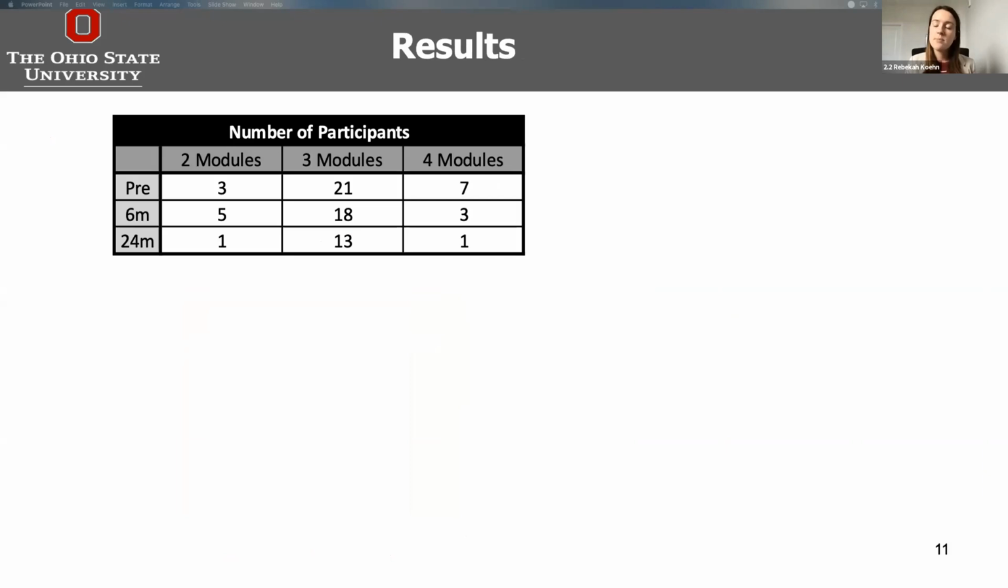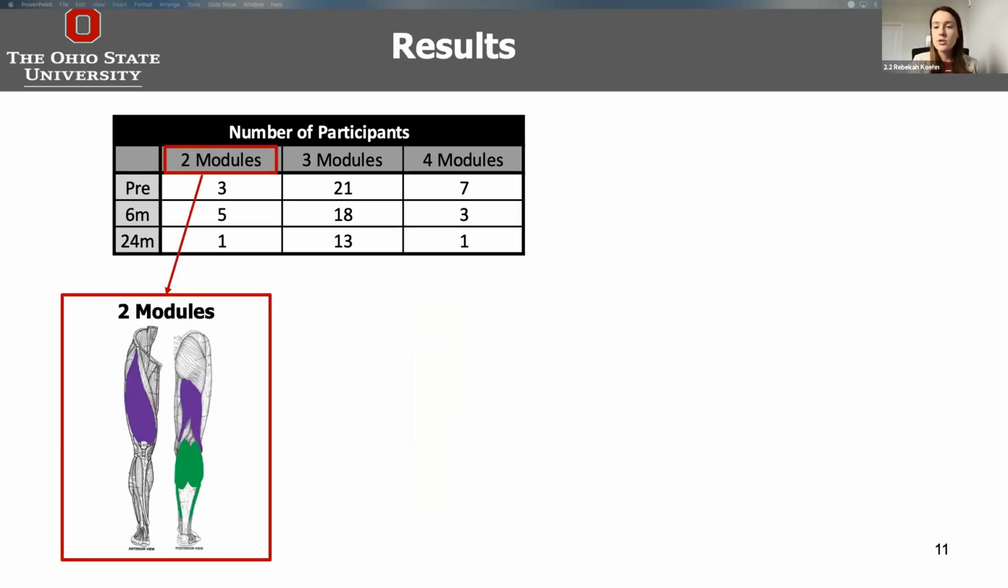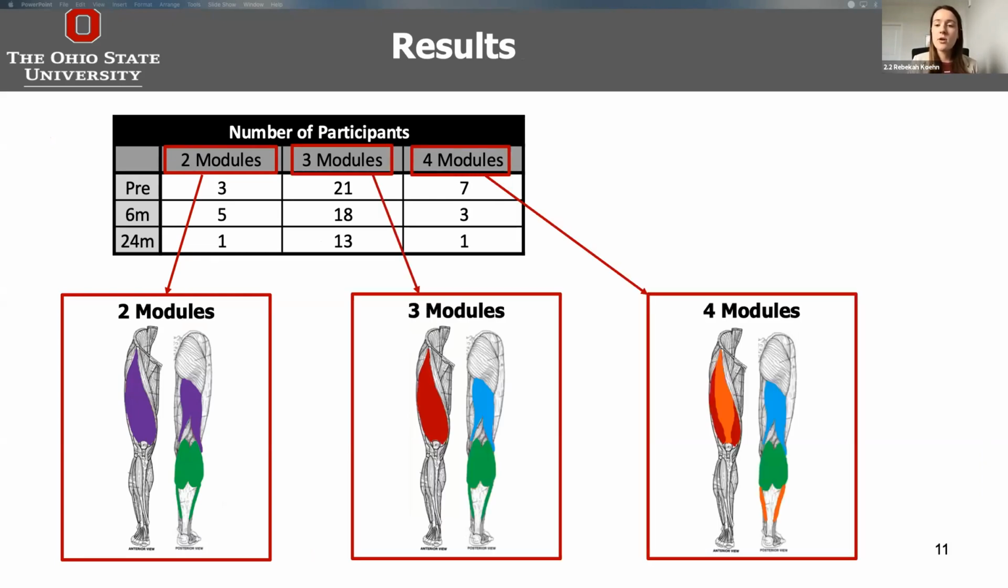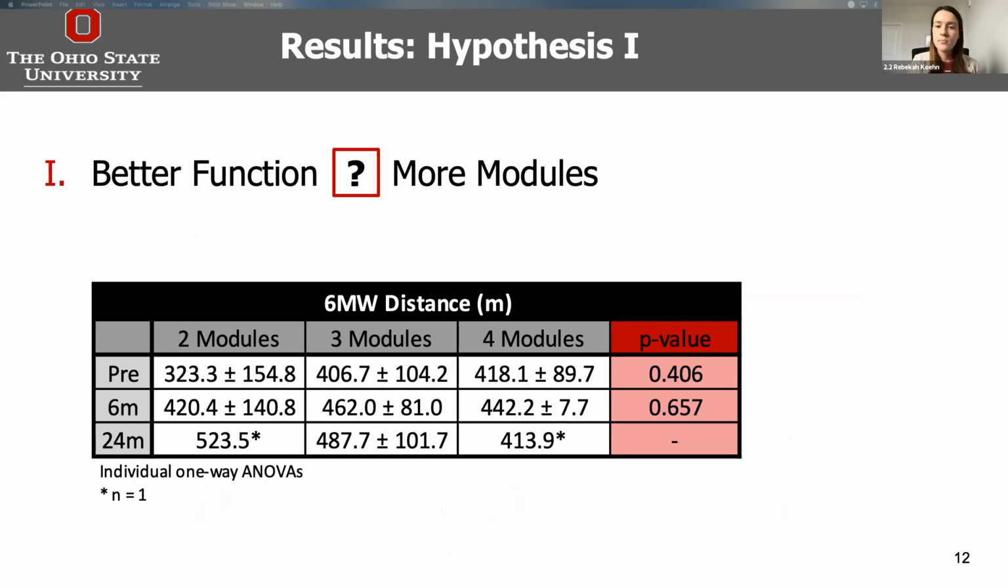We found that participants demonstrated between 2 and 4 modules at each time point. Those who showed 2 modules had a plantar flexors module and a merged quadriceps and hamstrings module. Those with 3 had distinct quadriceps and hamstrings modules, and those with 4 demonstrated additional separation of the rectus femoris or the soleus muscle. Contrary to our first hypothesis, we did not find that the number of modules was related to 6-minute walk performance before or after surgery.